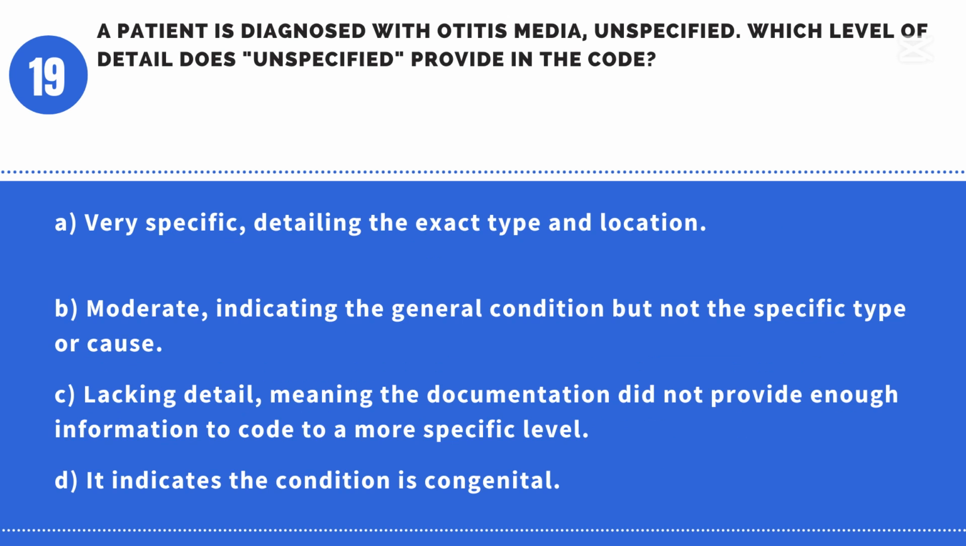Question 19. A patient is diagnosed with otitis media, unspecified. Which level of detail does unspecified provide in the code? A. Very specific, detailing the exact type and location. B. Moderate, indicating the general condition but not the specific type or cause. C. Lacking detail, meaning the documentation did not provide enough information to code to a more specific level. D. It indicates the condition is congenital.